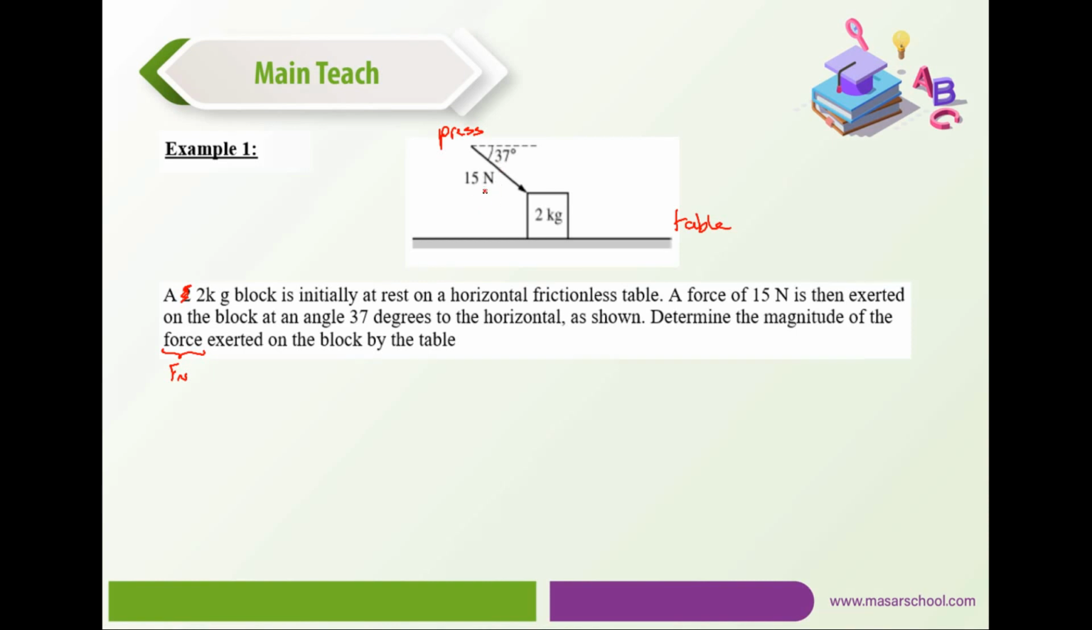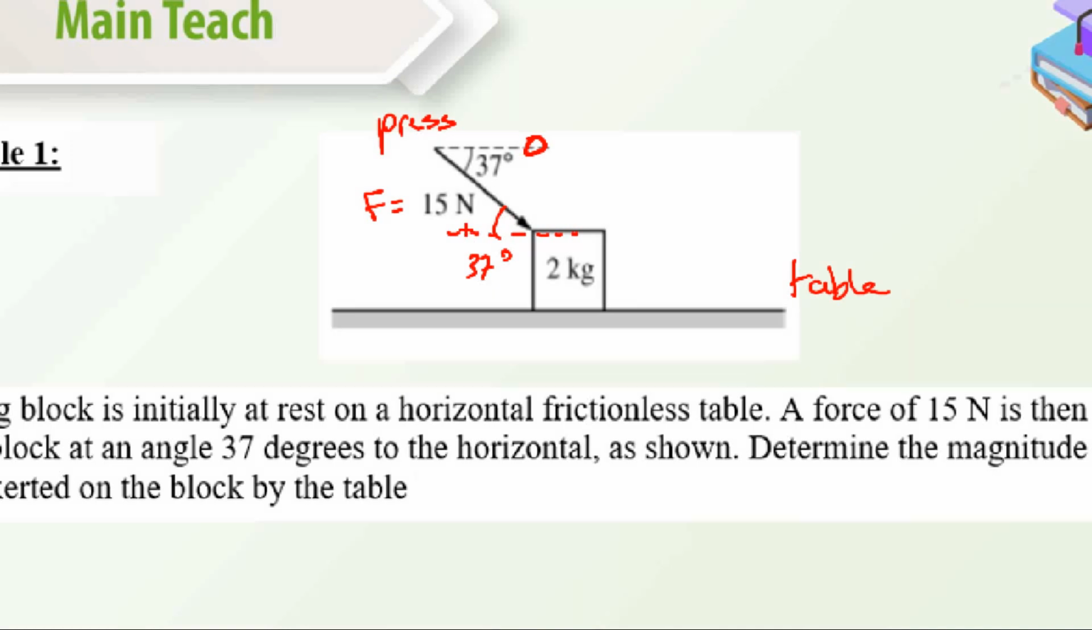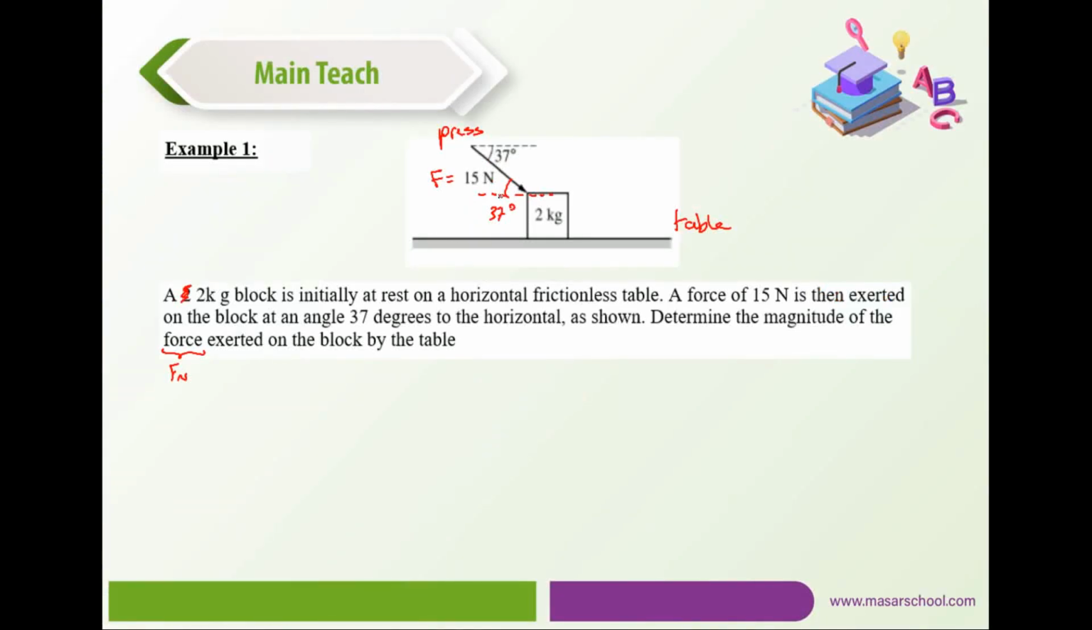And here let me specify, so let me say this is capital F, which is 15 newtons, and let me specify the angle that this force F makes with the horizontal. So this is another horizontal and these two lines are parallel, then this is 37 degrees. Why? Because these two lines are horizontal, then they are parallel and they form the Z shape, then this angle is equal to this angle.